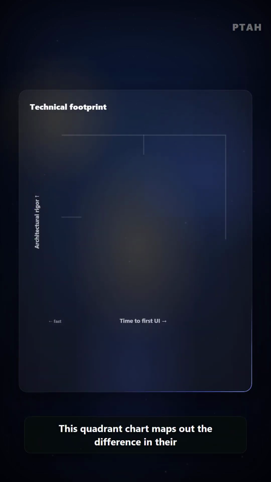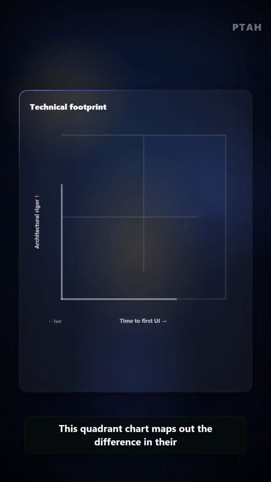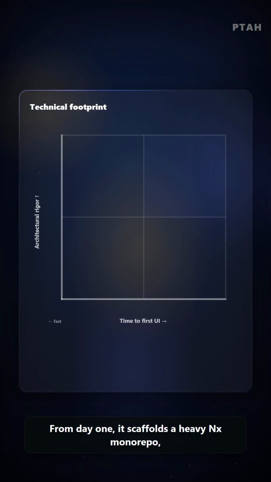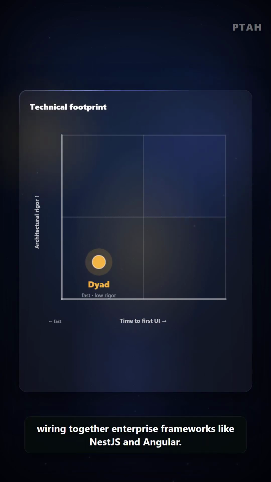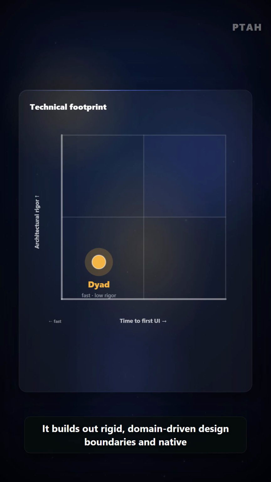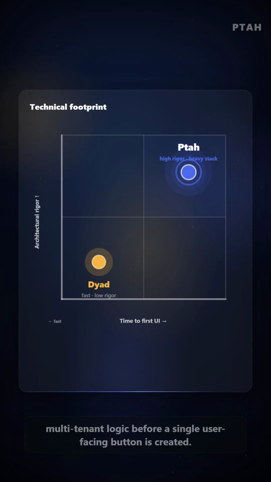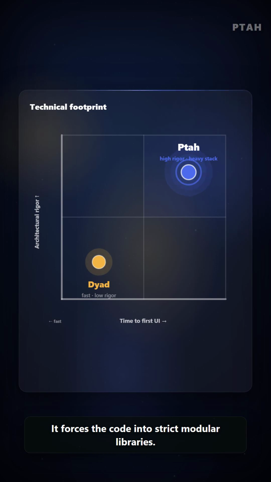This quadrant chart maps out the difference in their technical footprint. Ptah sits in the top right. From day one, it scaffolds a heavy NX monorepo, wiring together enterprise frameworks like NestJS and Angular. It builds out rigid, domain-driven design boundaries and native multi-tenant logic before a single user-facing button is created. It forces the code into strict modular libraries.